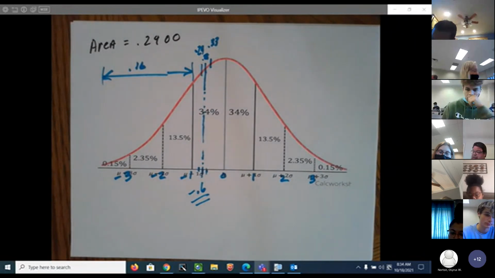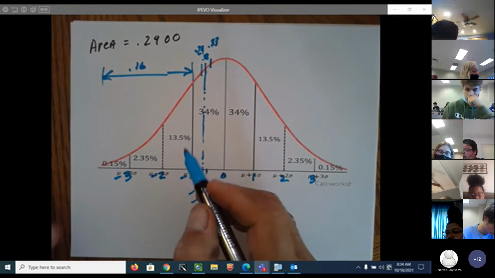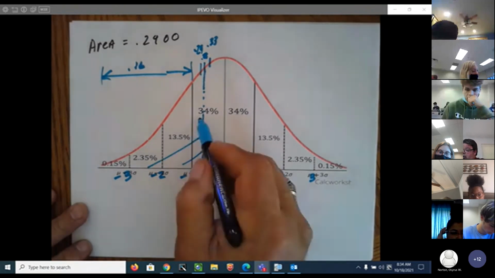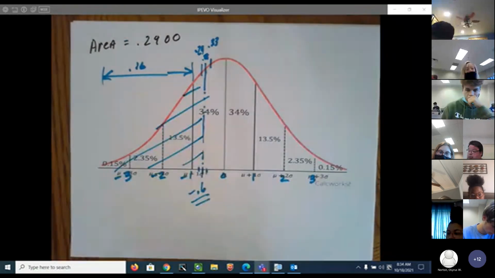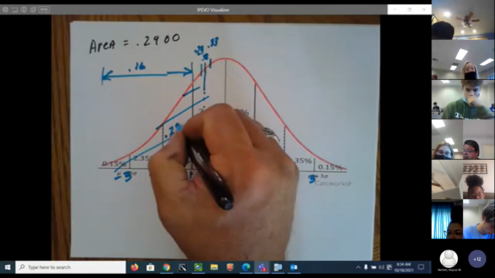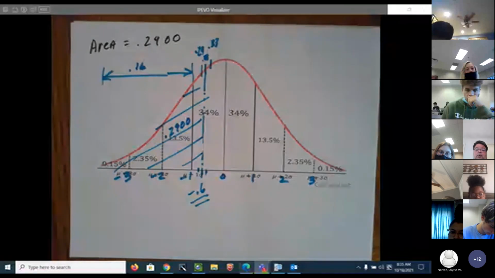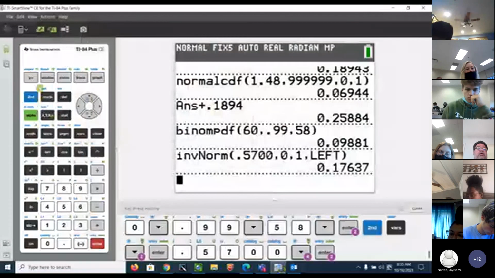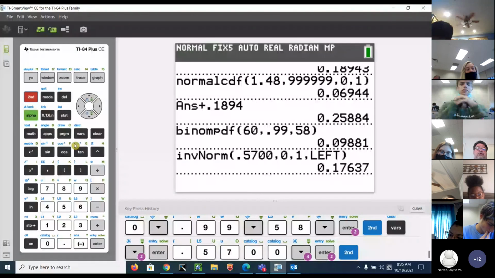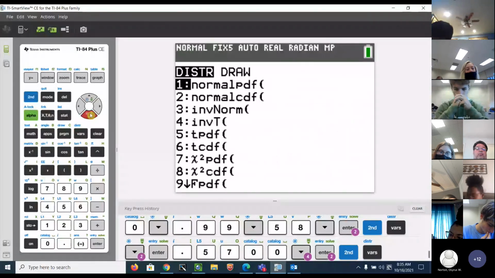So anyway, there's 0.6. So the area here, they want 0.2900. So I go to inverse norm. Second, bars, inverse norm. And that's going to be 0.2900.